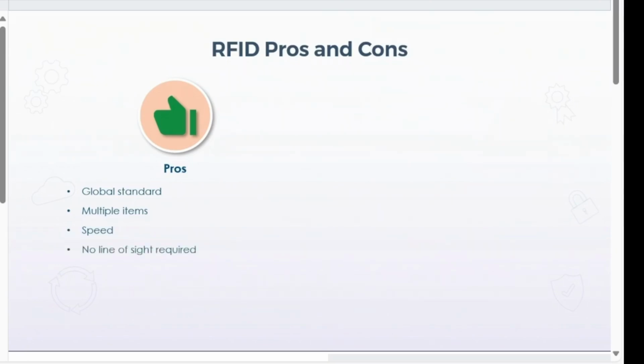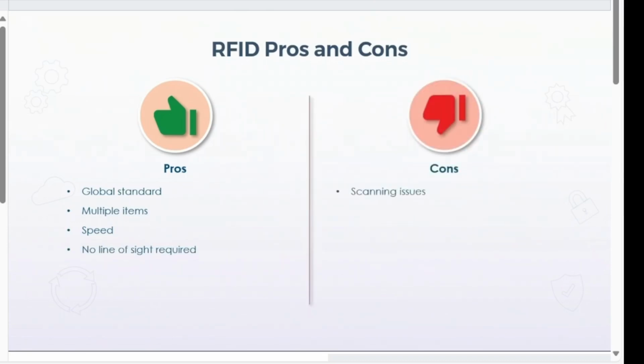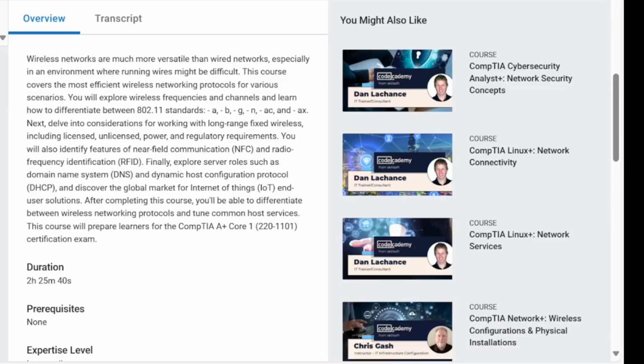And there is no line of sight required in most cases for the reader to be able to detect a tag. On the downside, there can be scanning issues, such as the ability to scan through certain materials, such as metal, and the multiple items feature just mentioned as a pro can sometimes be a con as well in what's known as a tag collision, which can occur if the reader is picking up on too many tags and is therefore not able to distinguish one tag from another.